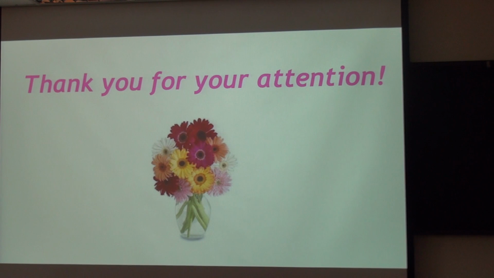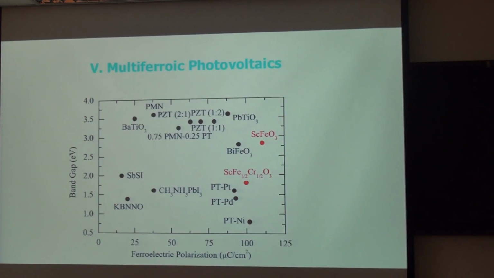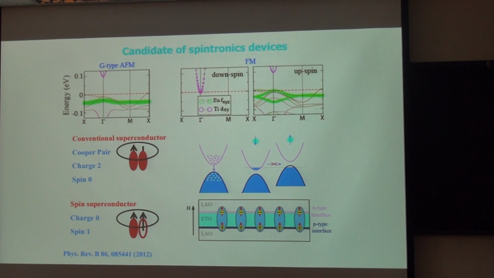So you mentioned that you have this spin 1 superconductor with no charge. It is a spin superconductor. Can you elaborate more about this? How are we going to use this?